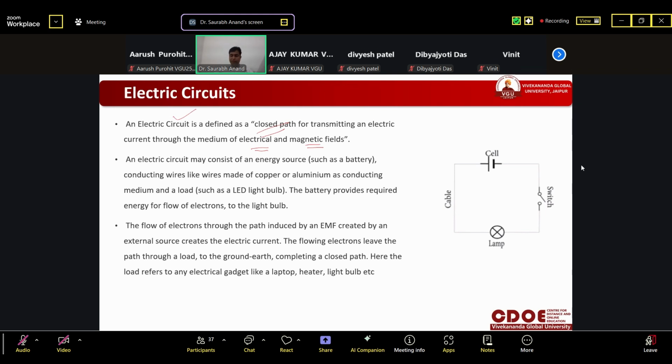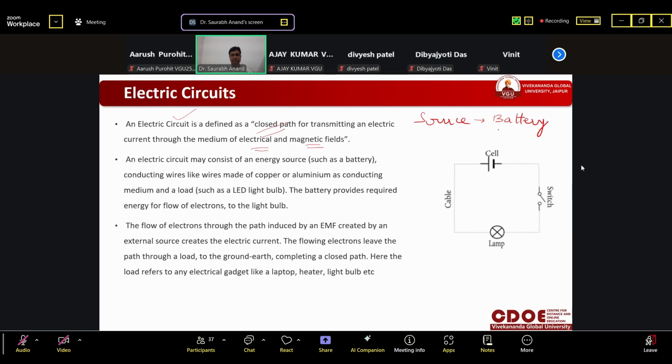Clear? But what can be the components of the electric circuit? First we need the source. If you don't have a source, the current will not be generated. If current is not generated, then there is no use of an electric circuit, right? So the first requirement is the source that generates the energy. That can be a voltage source, a current source, or a battery.